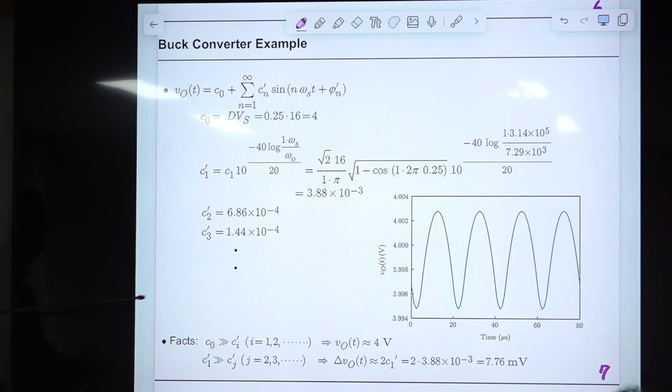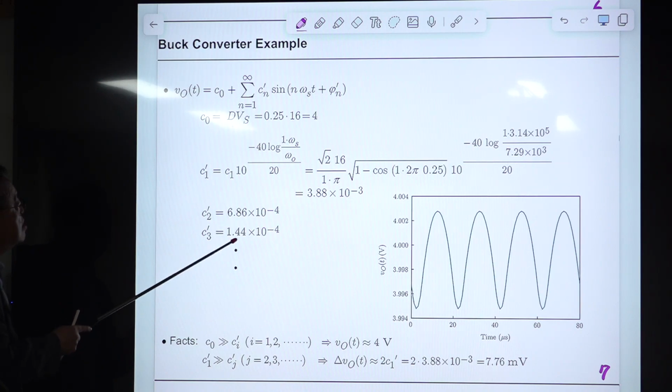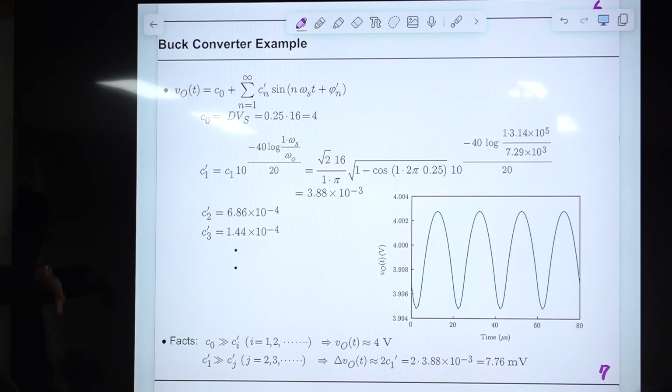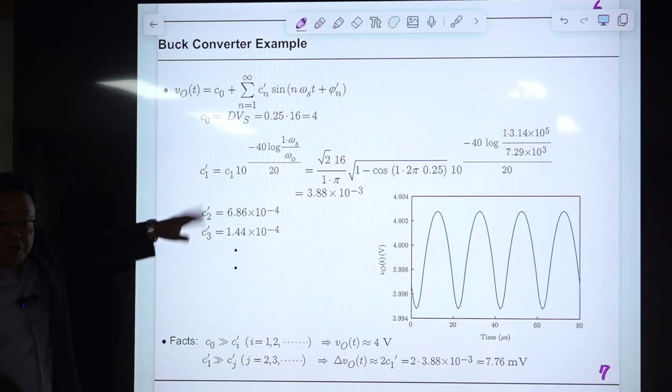Why is that? You calculate this, and you repeat this. There are 2 important facts here. One is that this DC component is much larger than the harmonic coefficient of our voltage. Practically, this is a DC 4 volt. This is 10 times lower than that. Just ignore that. This is nothing.